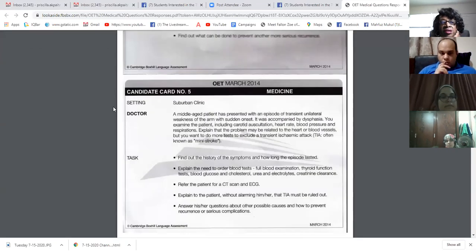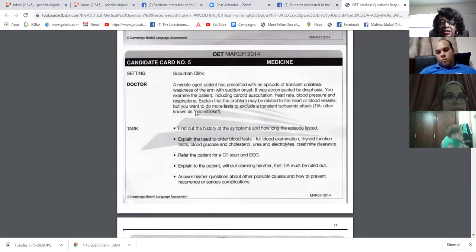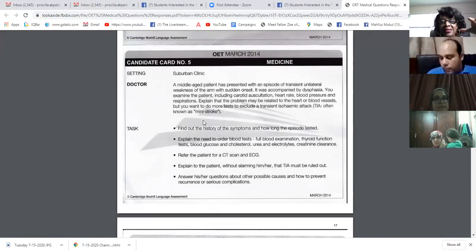Okay, I'm going to choose this one. It's about a patient that has an episode of transient unilateral weakness. I have no idea what that is. I don't know what that is, but as the person that is preparing for this exam, you should know, I think, what this is about.